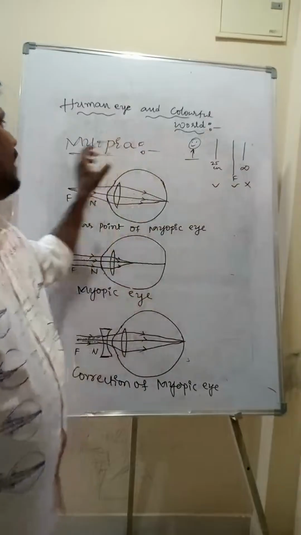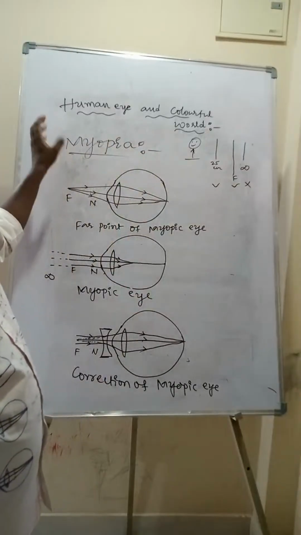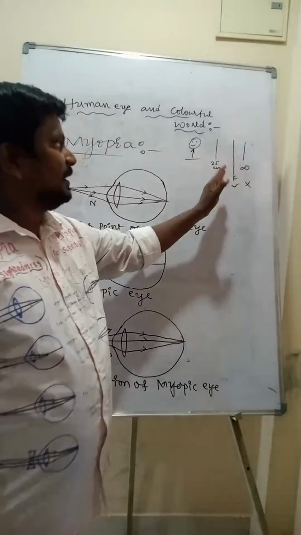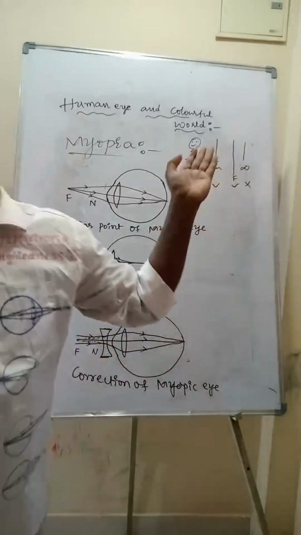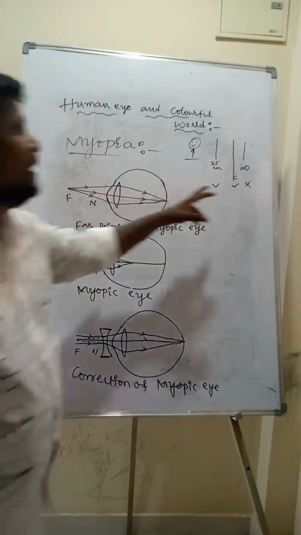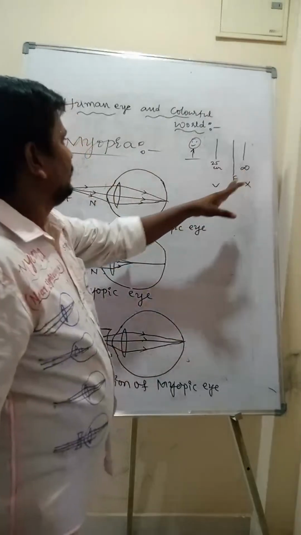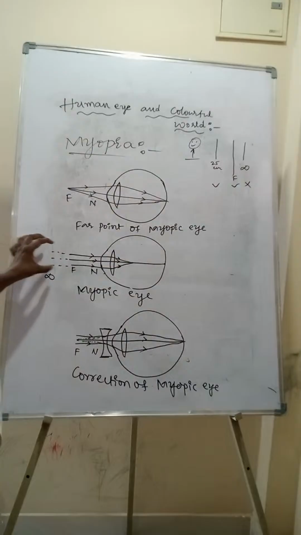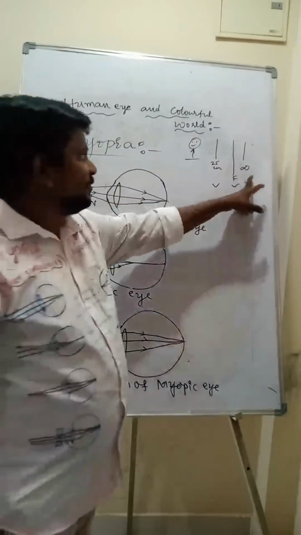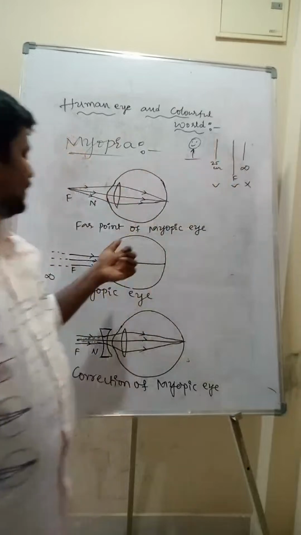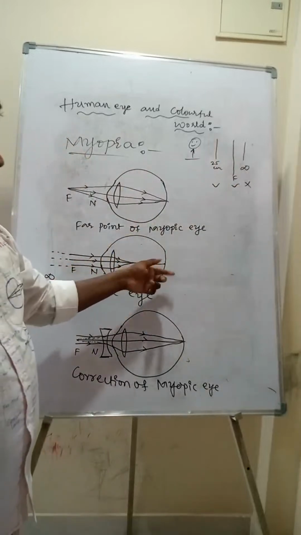But whichever person has myopia can't see the infinity point, but he can see less than infinity. Less than infinity, he can see, that is called the far point. So this is the far point of a myopic eye. If the light rays are coming from infinity, what happens? Those will meet in front of the retina.